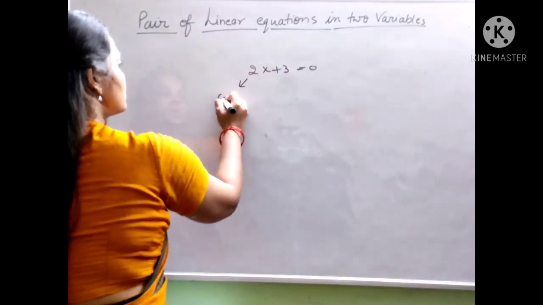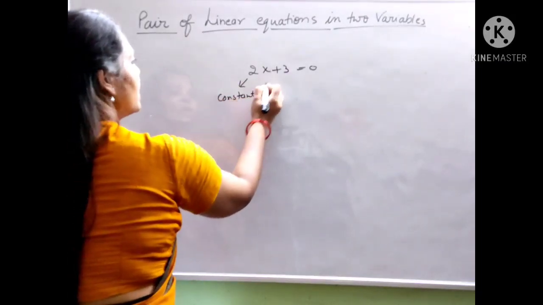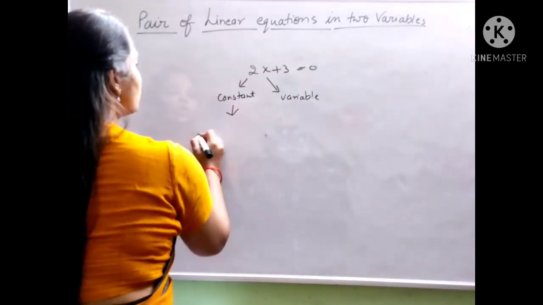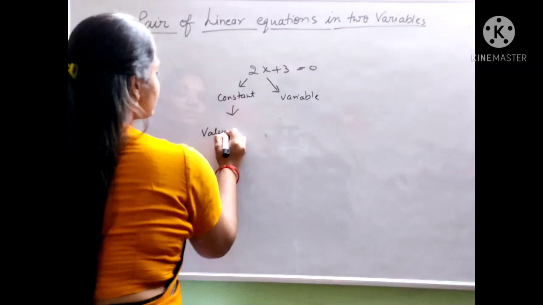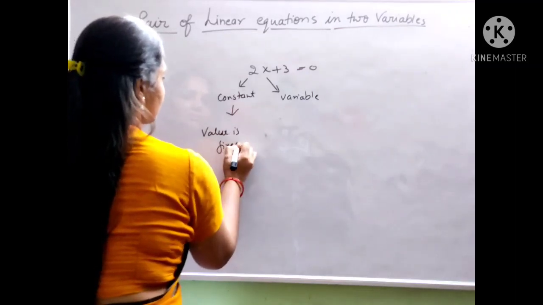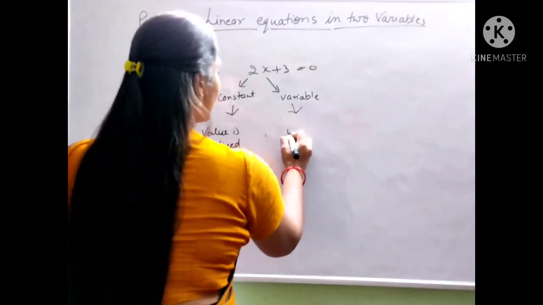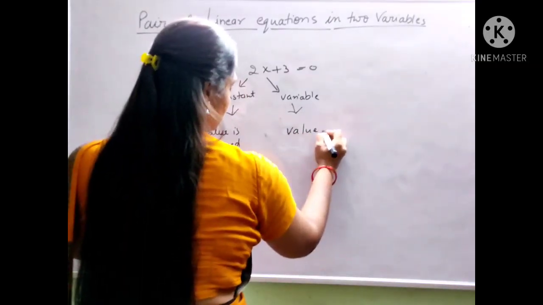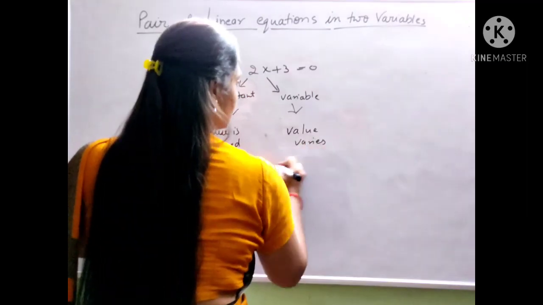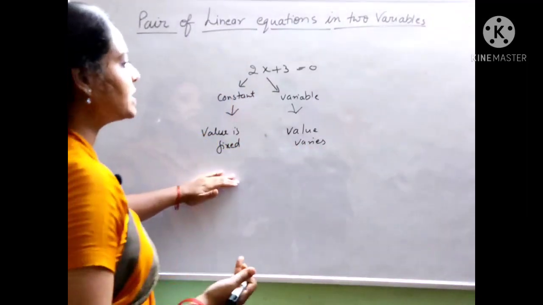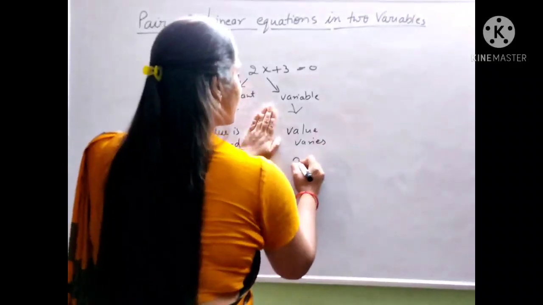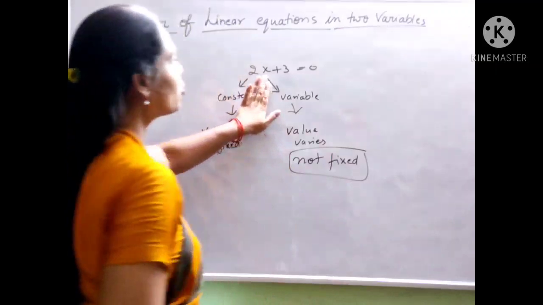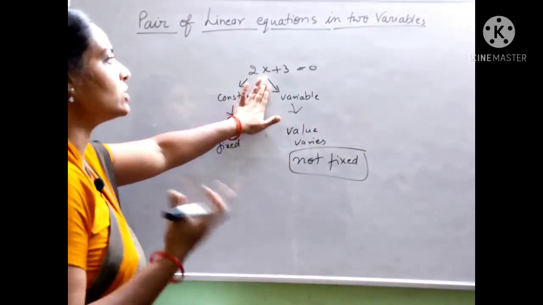Here 2 is constant and x is variable. Constant means whose value is fixed, and variable means whose value varies according to the question. So it means the value of the variable is not fixed. Every time the value of x will be changed according to the question.